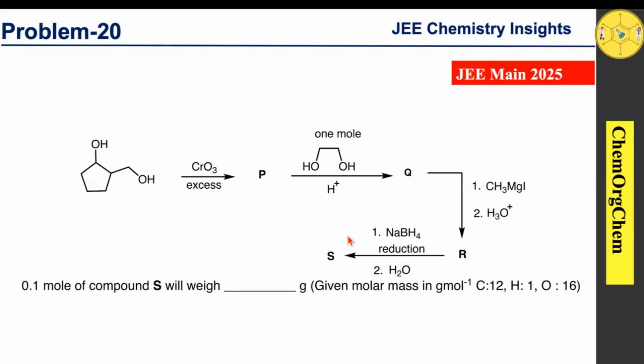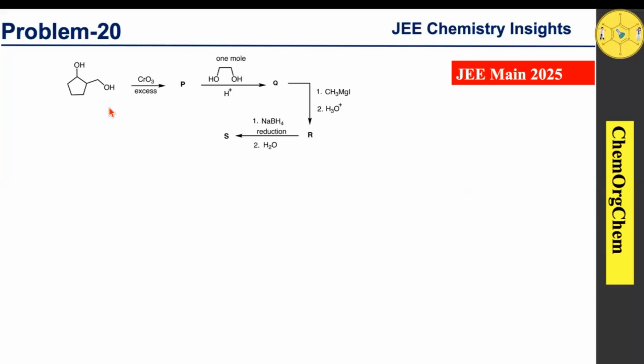So the question asks for the mass of 0.1 mole of S. Here they have given the atomic weights of carbon, hydrogen as well as oxygen. So let's see how to solve this problem step by step. First, we write down our question.